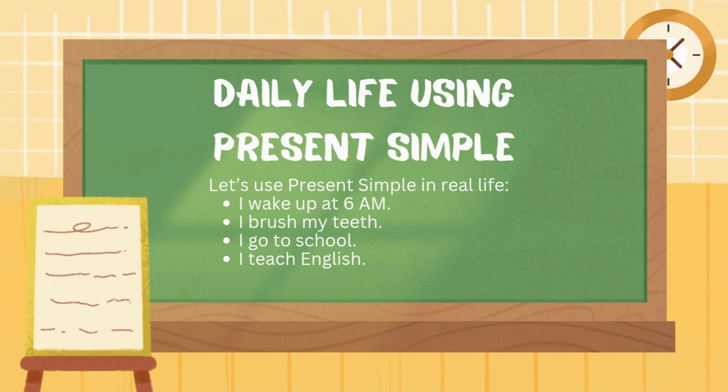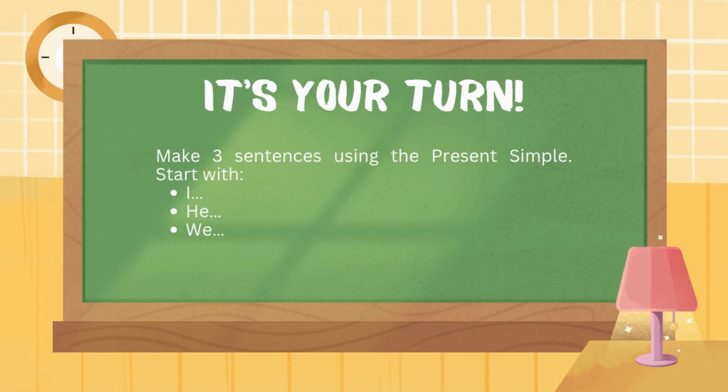Now, you comment below, what do you do every day? Okay, again, what do you do every day? So start with I. Example, I drink coffee. Try now, you can do it. It's your turn. Make three sentences using the present simple. You start with I, he, we. Share your sentences in the comments.